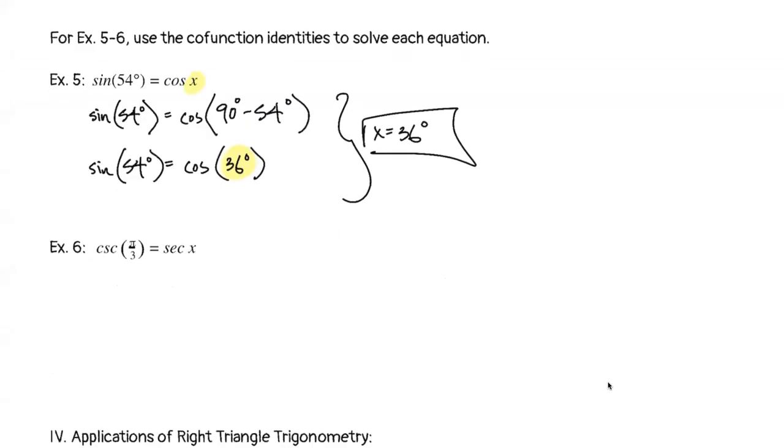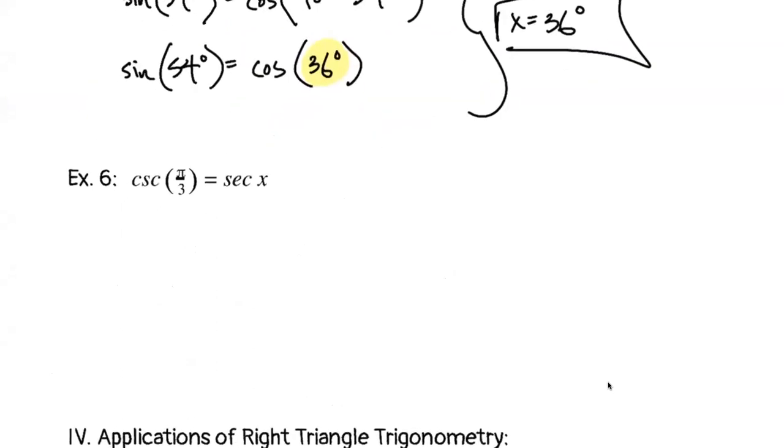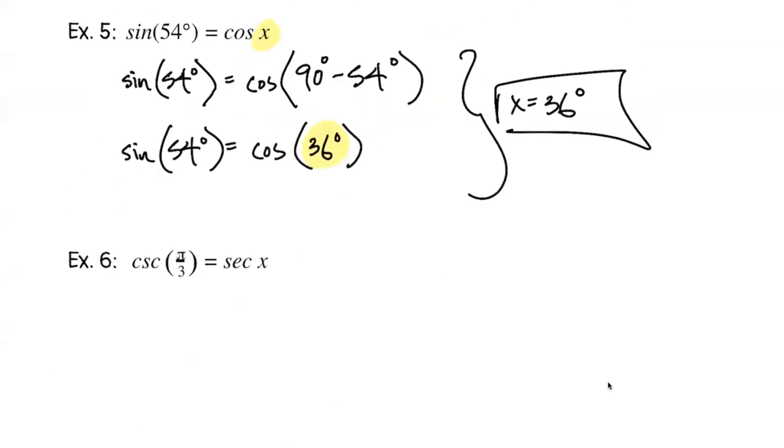We'll come back to this after we do the second example, because I think it'll be good to think about what we need to change to make sure our calculators are working the way we want them to. All right, so second example, or example 6 for the day, cosecant of pi over 3 equals secant of x. So secant and cosecant are co-functions. So I could write this as cosecant of pi over 3 equals secant of, do I want to put a 90 here?